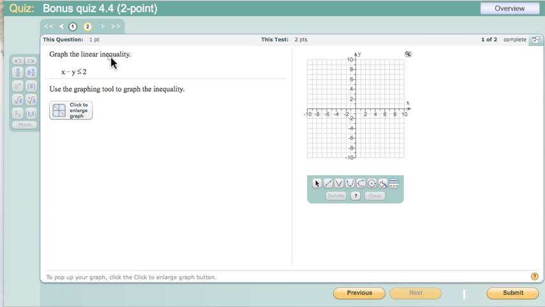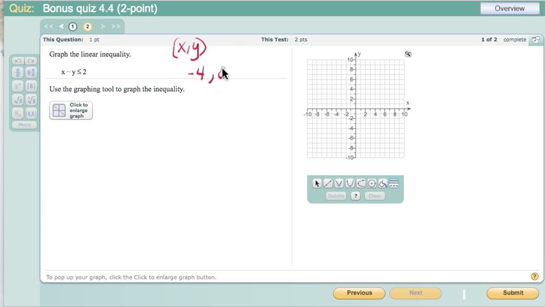They want us to graph the linear inequality, and here it is. And let me parse this apart for you a little bit. The solutions are going to be all ordered pairs (x, y), such that when you subtract them in this particular order, you get a number that's less than or equal to 2. And so can I think of an ordered pair that works? And I can with a little bit of thought.